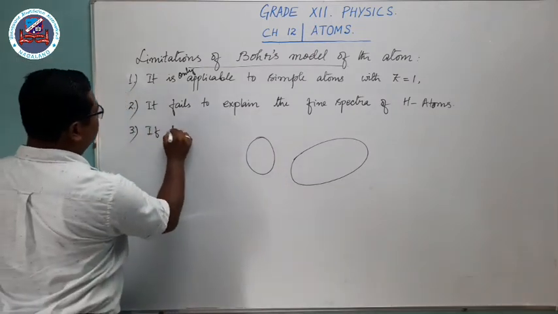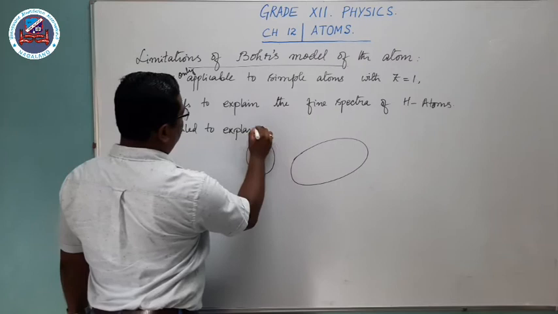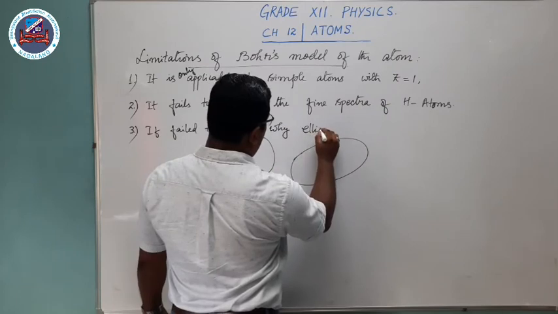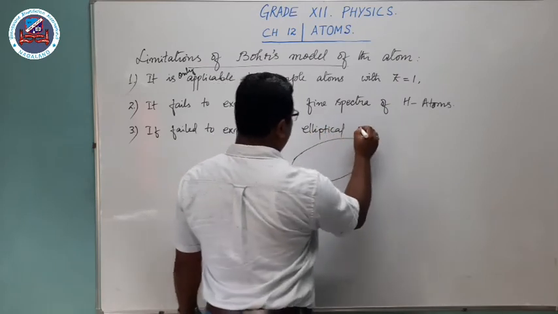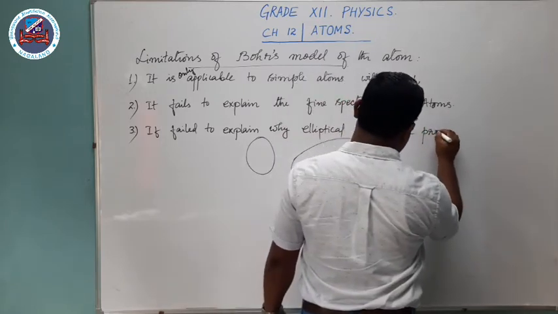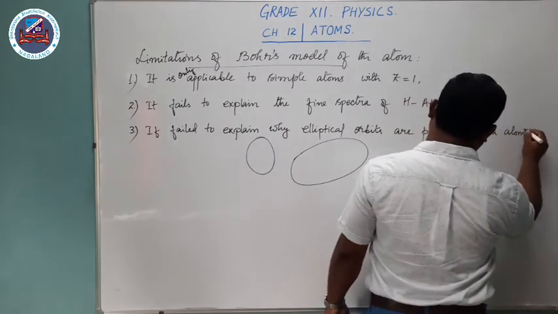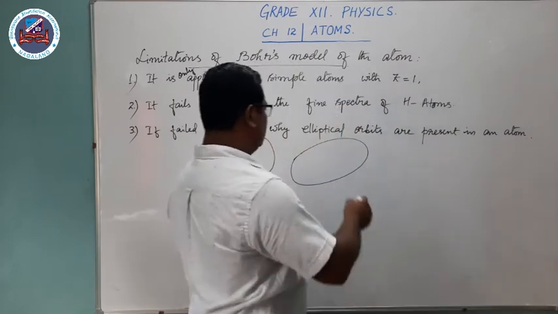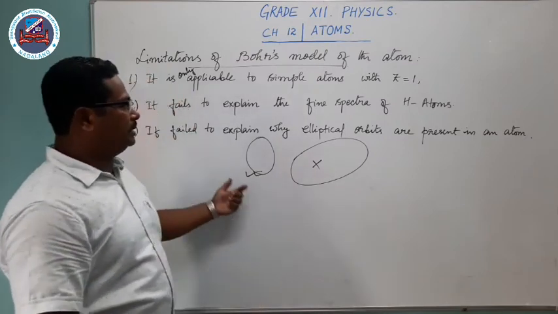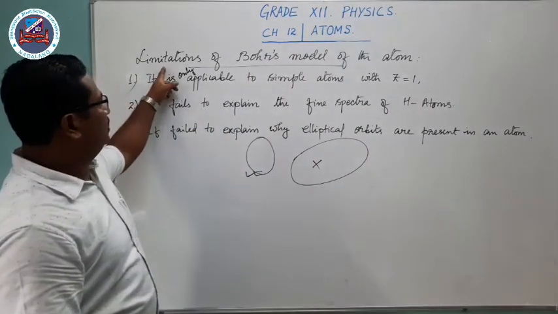It failed to explain why elliptical orbits are present in an atom. This elliptical orbits part he could not explain. He only explained the circular orbits. Some are circular, some are elliptical, but this elliptical part he could not explain. So this theory fails there.